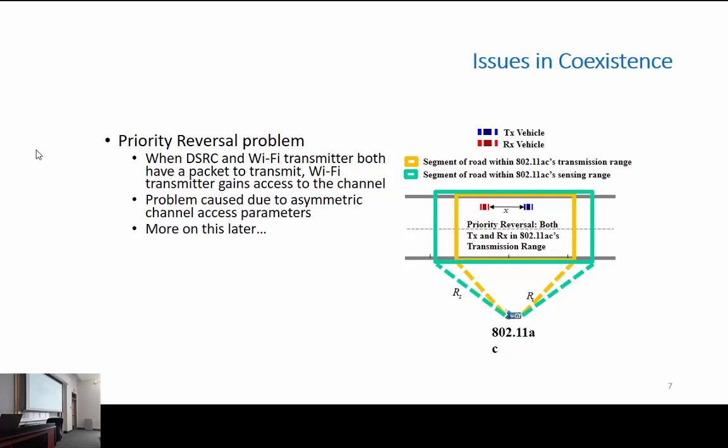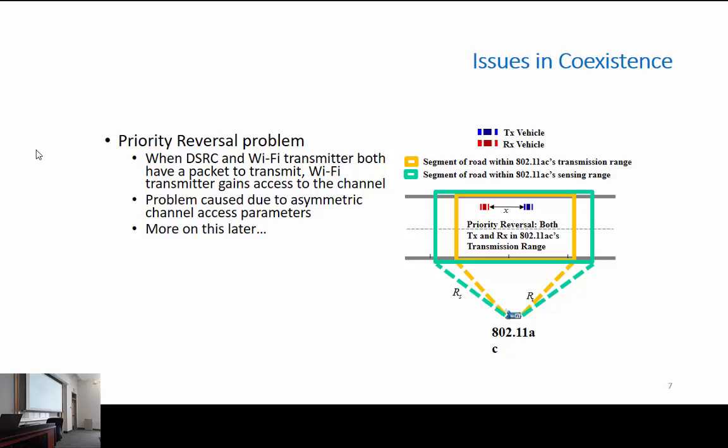The major issue that we try to solve in this work is what's called the priority reversal problem. As per the rules of dynamic spectrum sharing, the primary user must always get access to the channel if it has a packet to transmit. But it turns out the channel access parameters of 802.11p, which is DSRC, and 802.11ac, which is Wi-Fi, are designed in such a manner that if the two devices have a packet to transmit, then most likely it's Wi-Fi that will get access to the channel. So this is what we don't want.